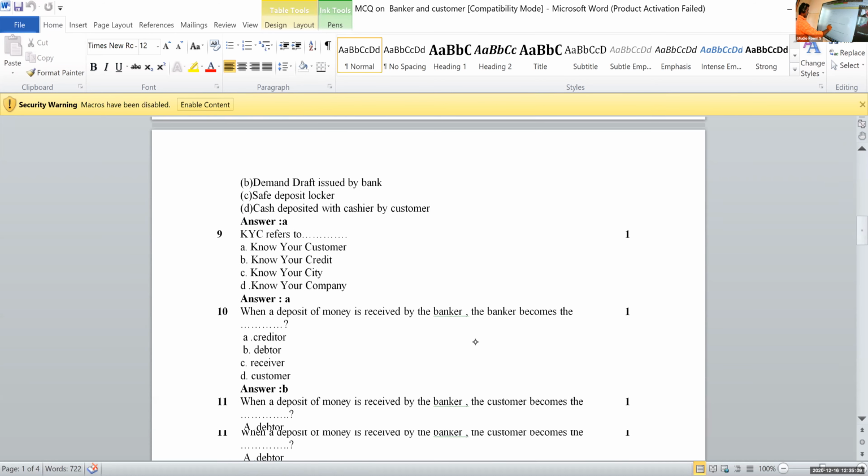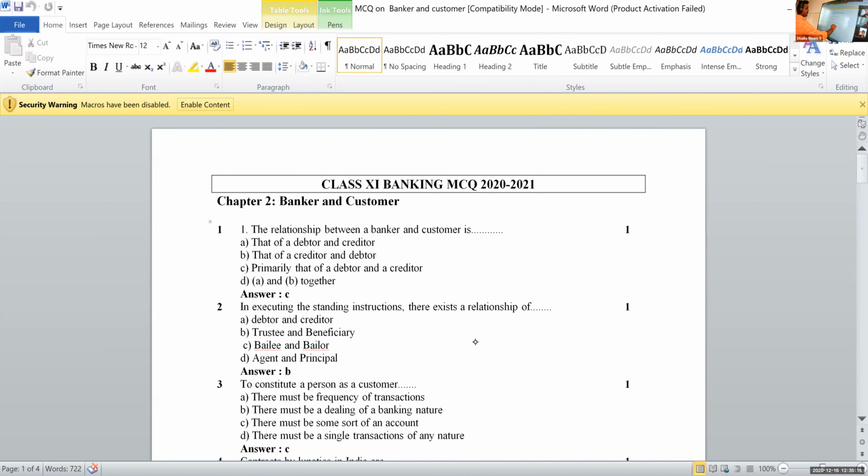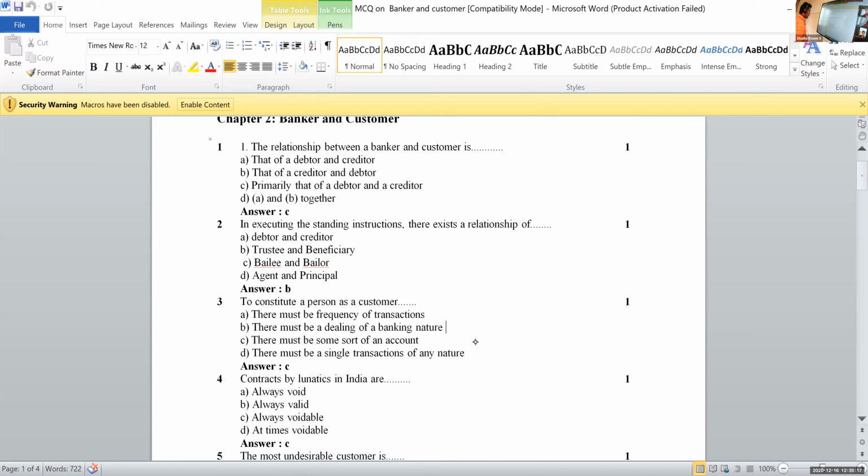So we will check the questions related to banker and customer. First one: the relationship between banker and customer is primarily that of a debtor and a creditor. When the bank accepts a deposit from the customer, that relationship is debtor and creditor.